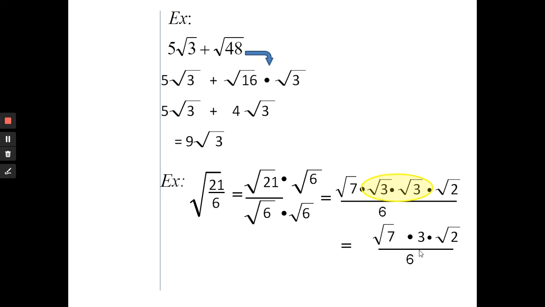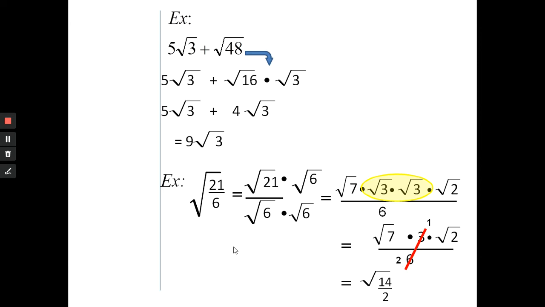Now when I'm going to write my final answer, I need to see if I can simplify anything here. The square root of 7 is prime, the square root of 2 is prime, so I'm going to need to combine those. But let's look at those whole numbers, 3 and 6. That reduces to 1/2. So this will become a 1, and that would become a 2. Those properties still apply. Okay, so as my final answer, the square root of 7 times 1 times the square root of 2 is the square root of 14. And then 2 is my denominator.